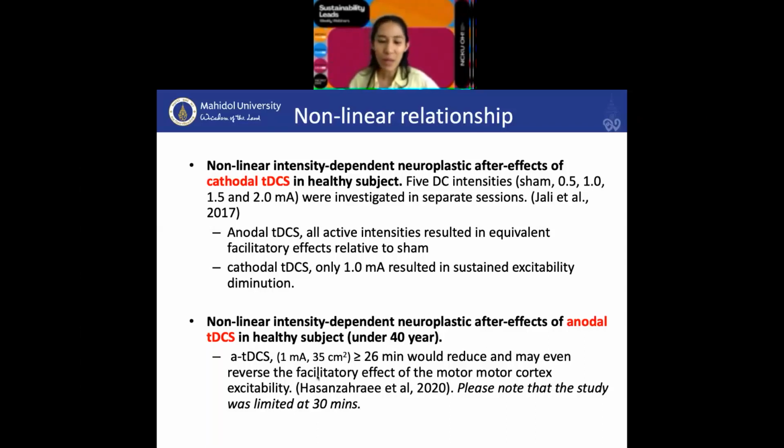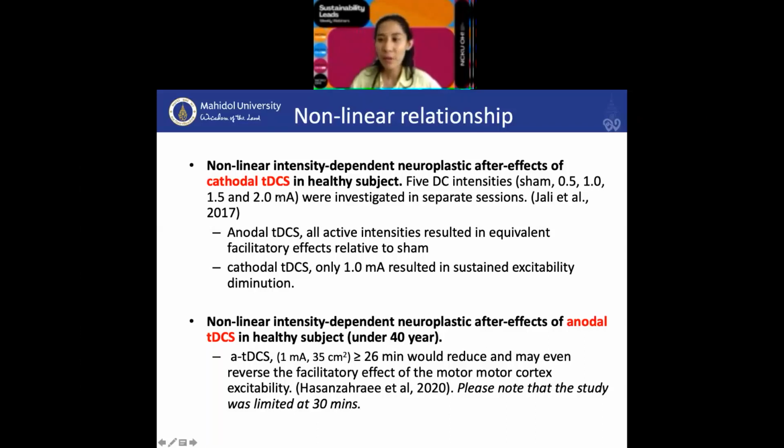They just published it last year. This is a recent one, but please note that the study was limited to 30 minutes. So from 26, probably up to 30 minutes, the after effect of anode tDCS may not be as you expected. All right, so that one should be noted.